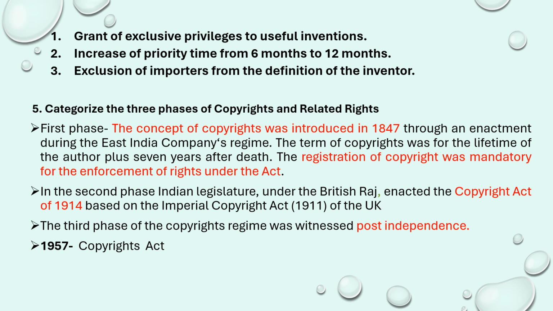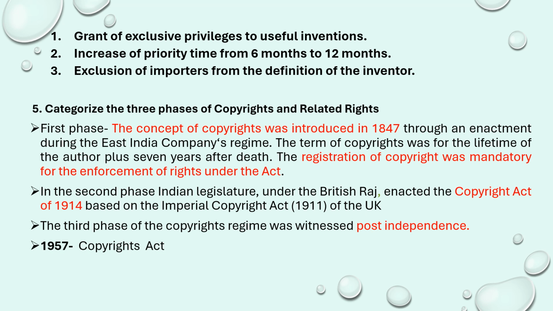Moving to the next question, categorize three phases of copyright and related rights. So there are three phases. The first phase is about the concepts of copyright, which was introduced in 1847, and it enacted the lifetime of the author, like how the copyright can be held by the author, what time period can be available, and all those were made mandatory, and that comes under the Enforcement of Rights Act.